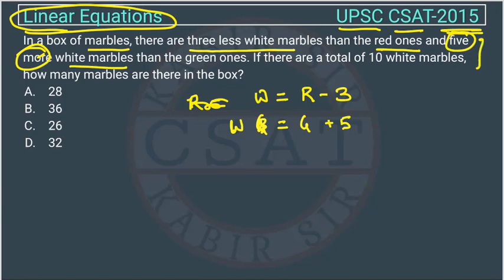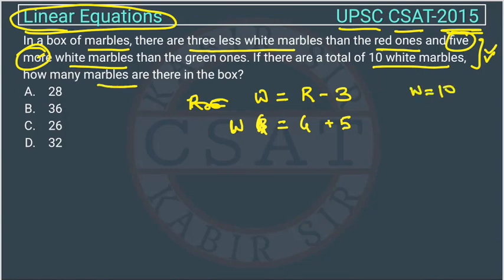See, this language is important. If we can interpret this language, our question is solved, right? So this language is tricky. We have to convert this language into a mathematical equation. If there are a total of 10 white marbles, now they have given white marble is 10.